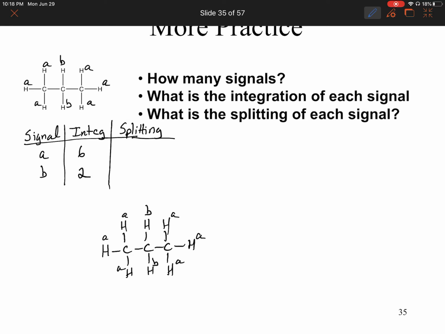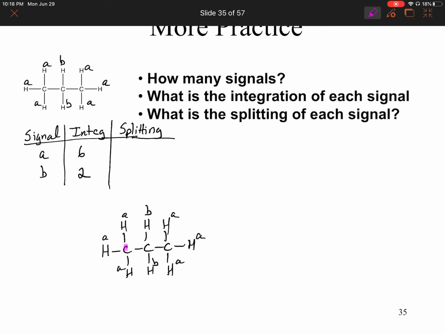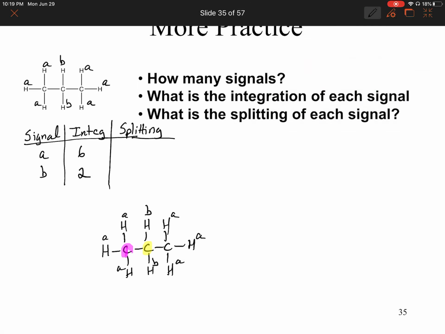HA lives at this house right here. Let me use a highlighter, right? HA lives at this house. Here is the neighboring house. So you'll go to the immediate neighbor. The question is, how many hydrogens live at the neighboring house that are different from HA? So if we look at it, we go 1 over. There's 2 there, so it would be 2 plus 1. That equals 3. That is going to be a triplet.